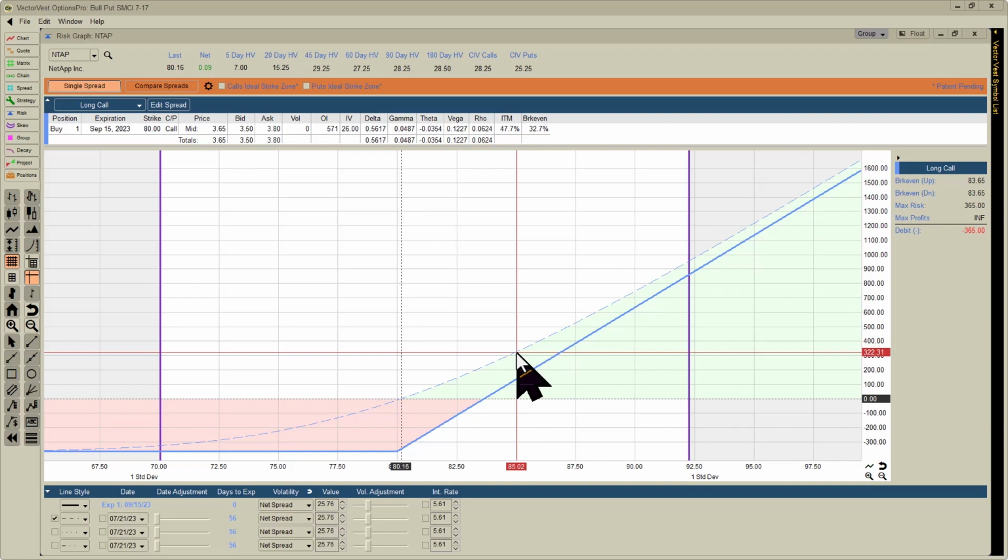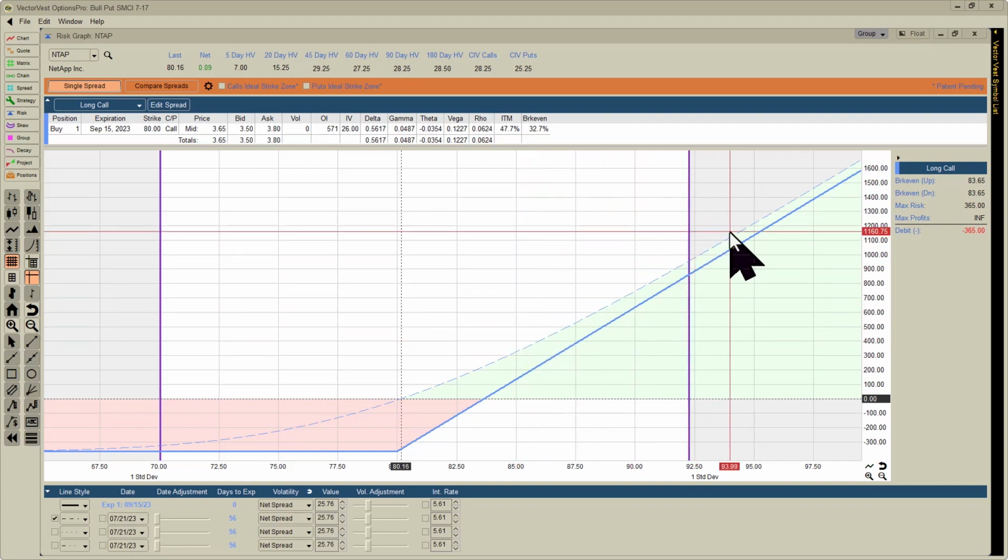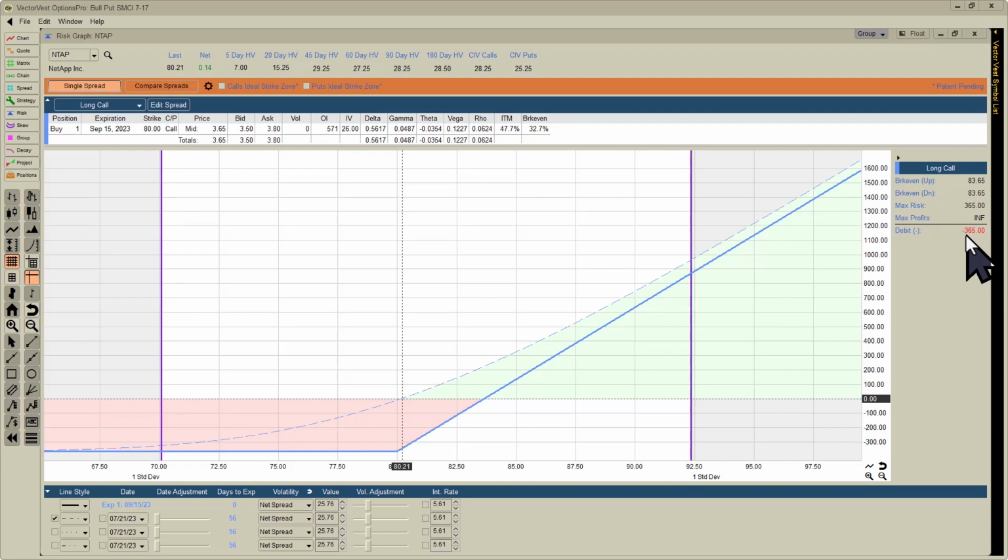And as you can see, this just goes higher and higher and higher. There is an infinite max profit. Now, the best part about this is there's a limited risk as well. This is only a $365 risk. That's all I can lose on NTAP. If the stock went to 60 tomorrow for some reason, I only lose $365.